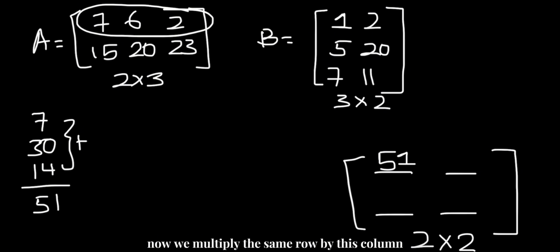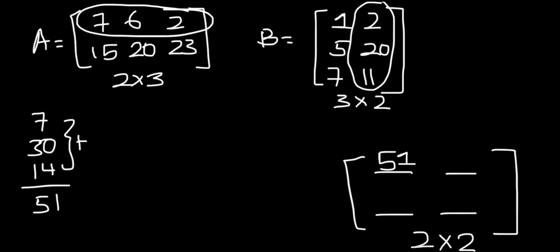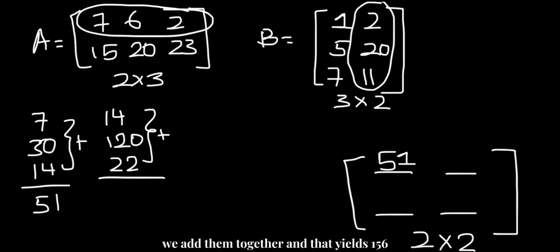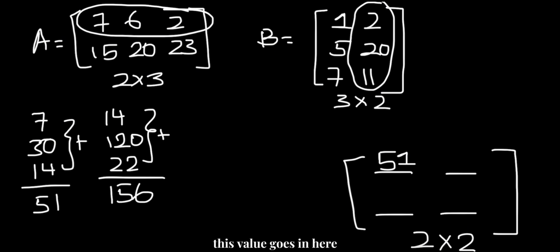Now we multiply this same row by this column. So 7 multiplied by 2 is 14. 6 multiplied by 20 is 120. 2 multiplied by 11 is 22. We add them together, and that yields 156. This value goes in here.